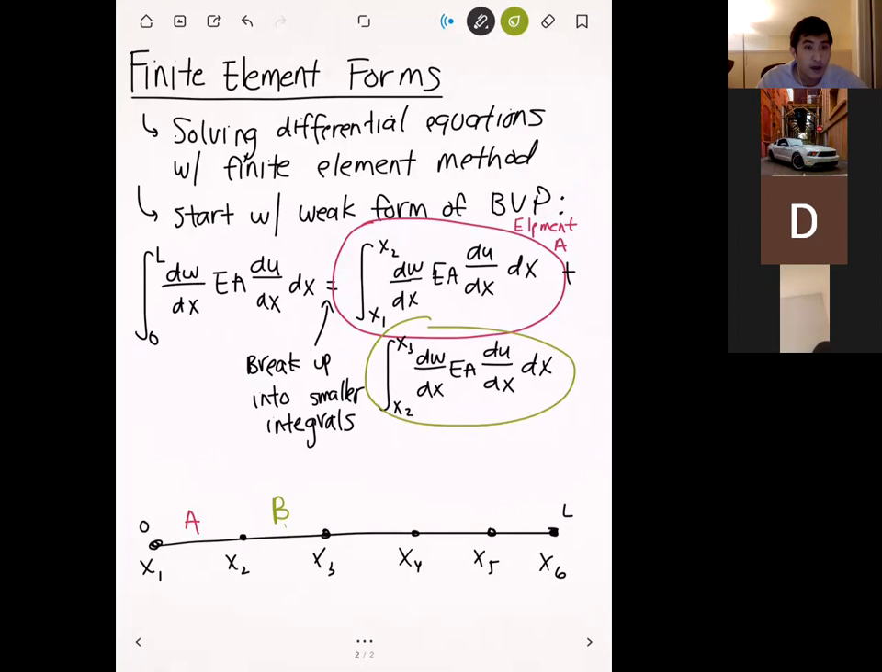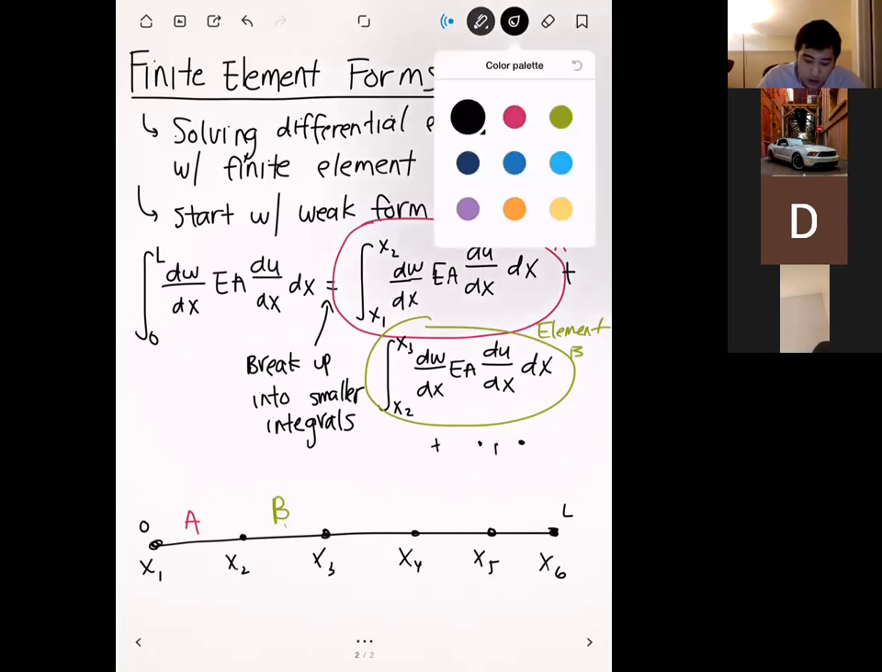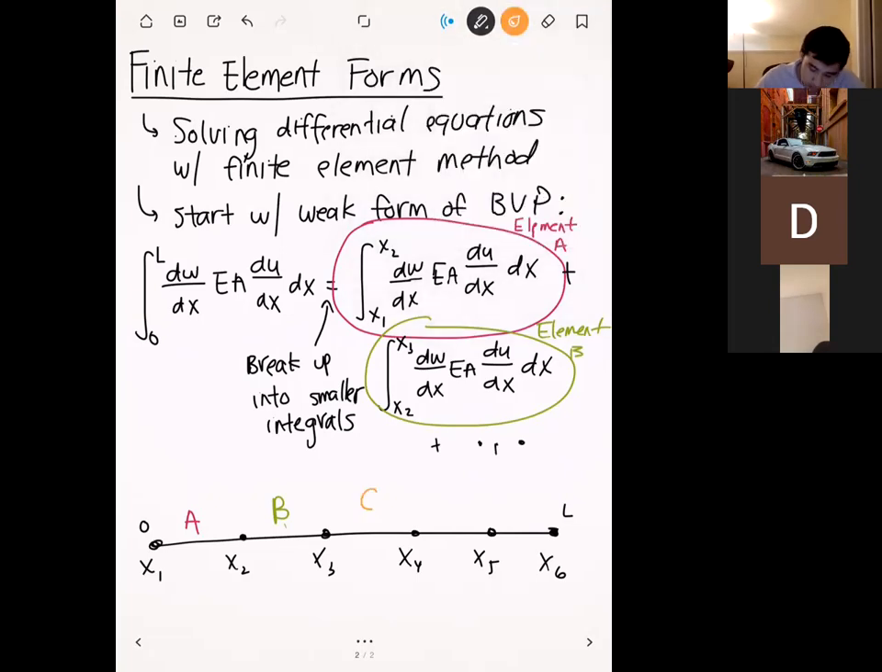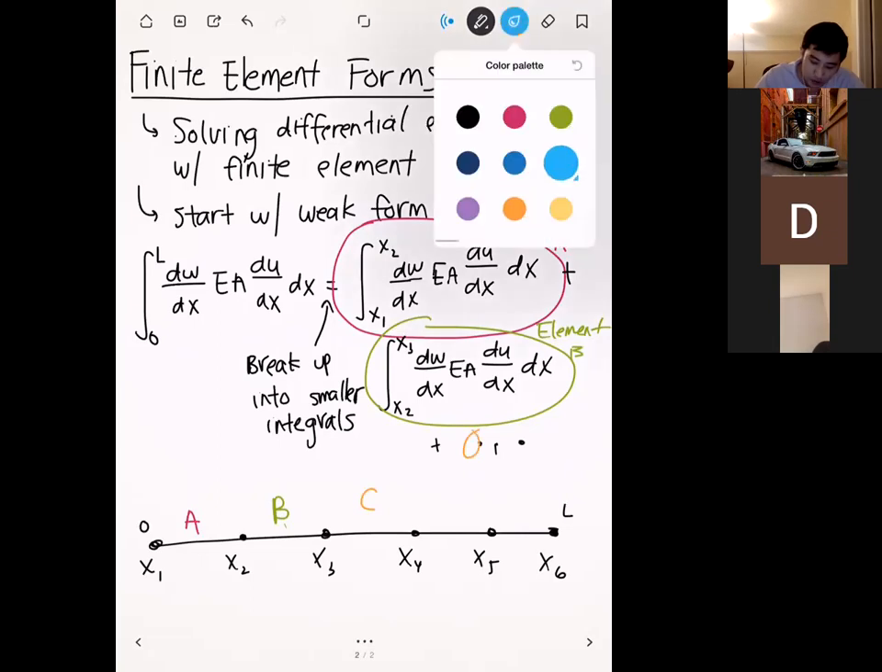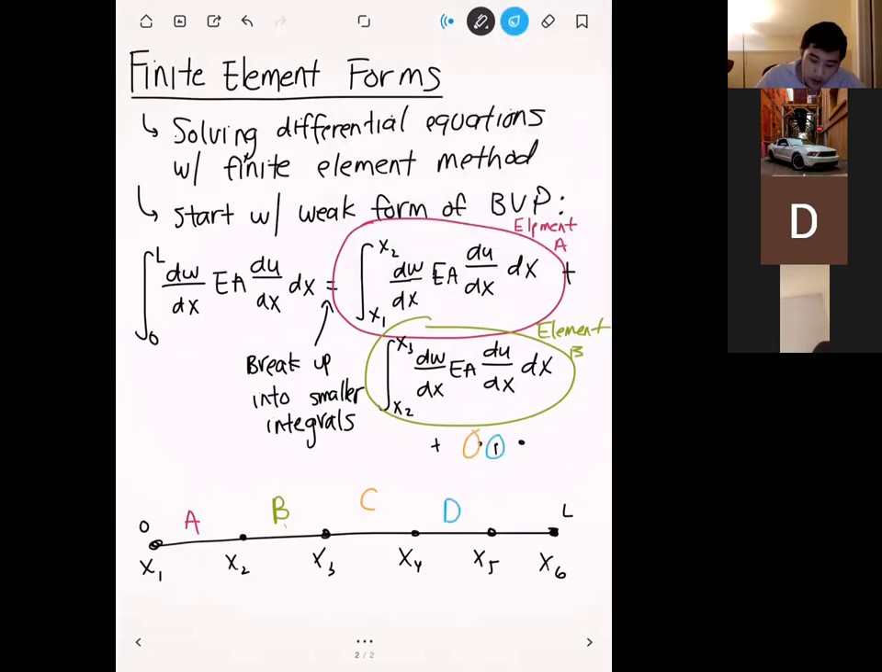We're making use of the fact that when you have an integral over a long domain, you can break it up into separate integrals over each of the subdomains. So this here is for element B. And so on and so forth. We can have basically the exact same integral over all the different domains of the problem. If we have element C, we'd have an integral for element C; element D, an integral for element D; and element E, one for E. However many elements you have in the problem, that's how many integrals you're going to solve.